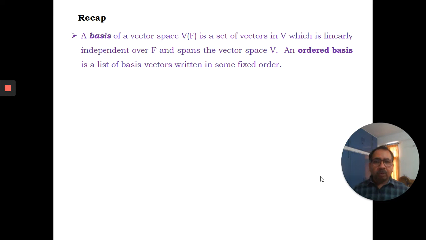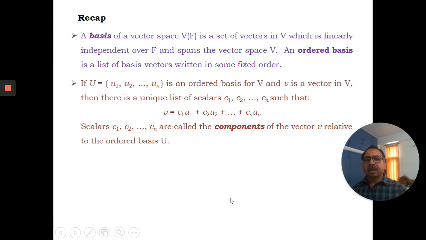So before doing that, let's recall certain definitions. The first definition is a basis of a vector space V over F is the set of vectors in V which is linearly independent over F and spans the vector space V. If we give some ordering to it, then it is called an ordered basis.